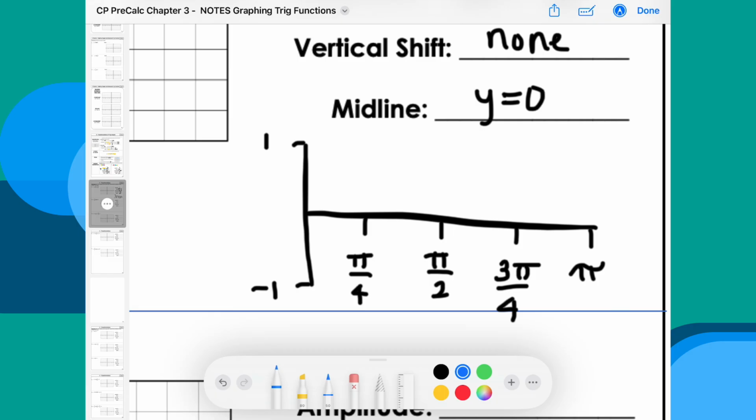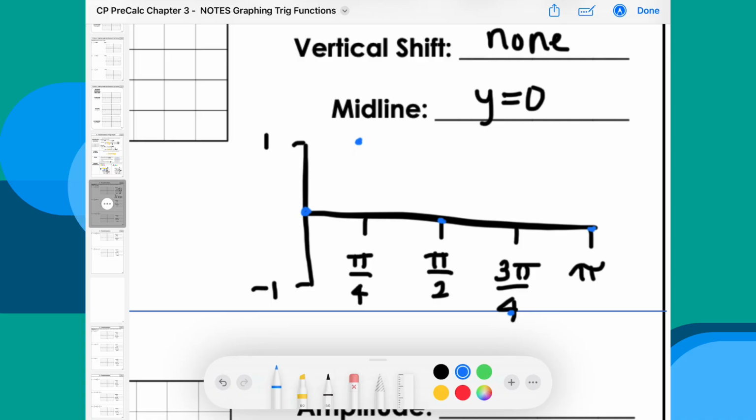Because this is a sine value, we're starting at 0. We're going up, back to the x-axis, down, and then back to the x-axis. Now, the thing is that we have a phase shift to the left pi over 2 units. So every single one of these points needs to get shifted to the left pi over 2. So we're going to move each one of them over 2 blocks.